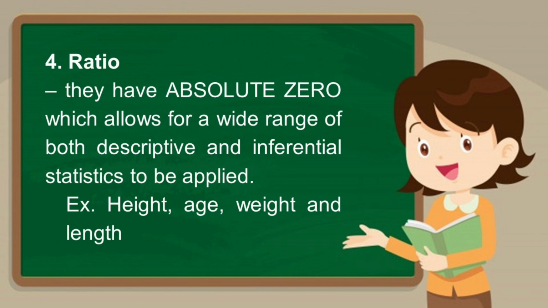Okay? Now, let us have the ratio. Okay, last level of measurement scale, we have the ratio. Ano naman ang pagkakaiba nito sa interval? Okay, pagdating sa ratio, they have absolute zero, which allows a wide range of both descriptive and inferential statistics to be applied. Anong ibig sabihin nun? At ano mga examples ng ratio? Example, number 1, height. Number 2, you have the age, weight, and length.